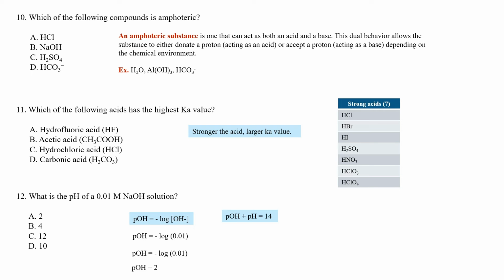pH plus pOH, if you add together, this is equal to pKw. pKw is 14. Then we can rearrange the equation. pH is equal to 14 minus pOH, 14 minus 2, pH is equal to 12.